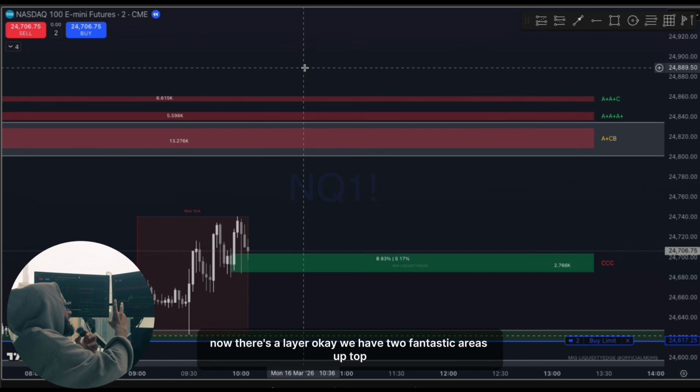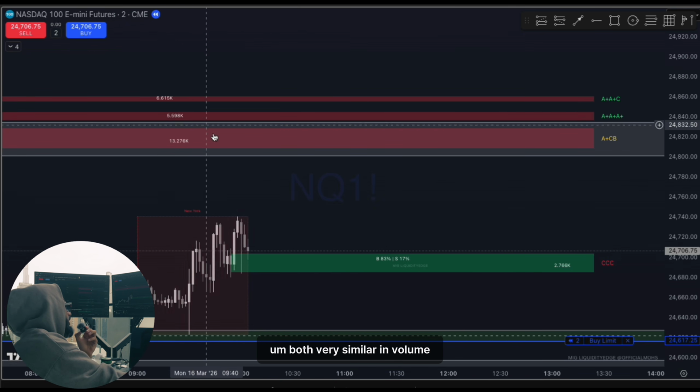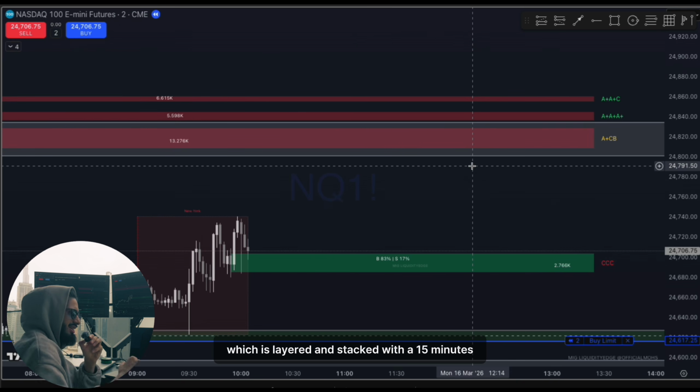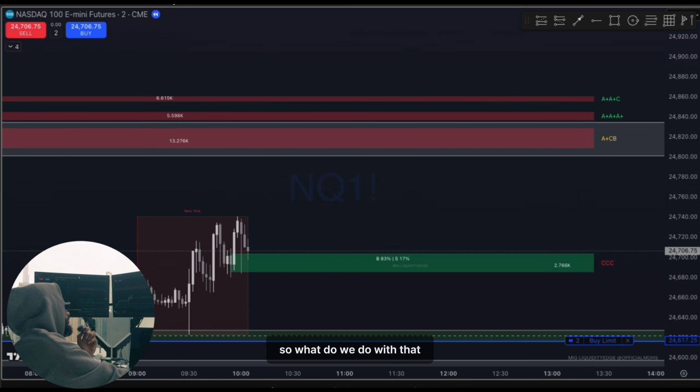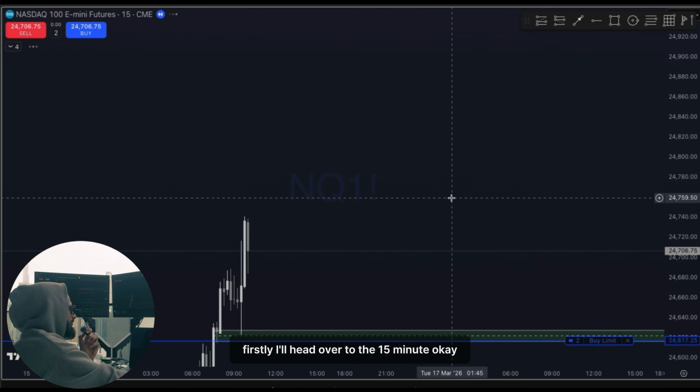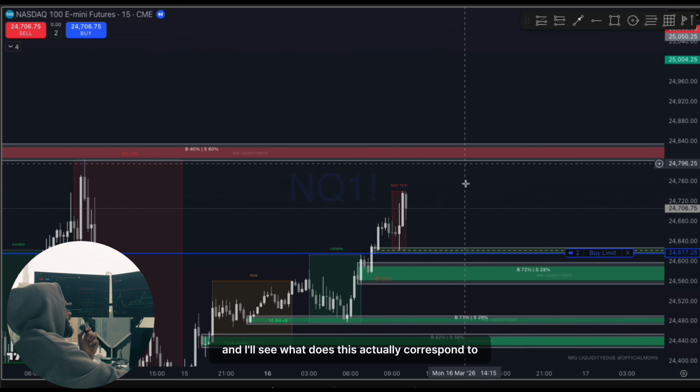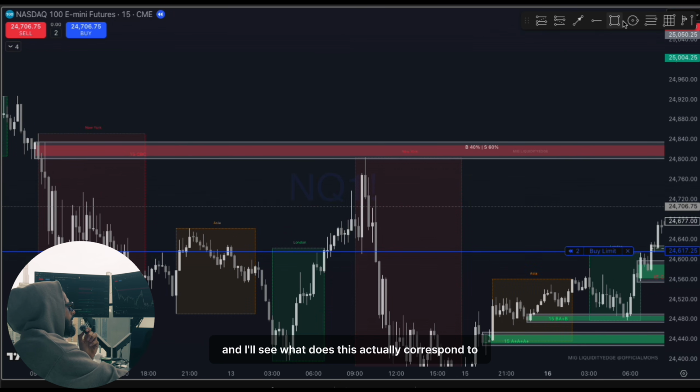Okay, we have 2 fantastic areas up top, both very similar in volume. And then we have this area, which is layered and stacked with a 15 minute. So what do we do with that? Firstly, I'll head over to the 15 minute, and I'll see what this actually corresponds to.